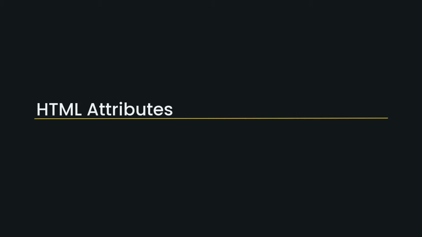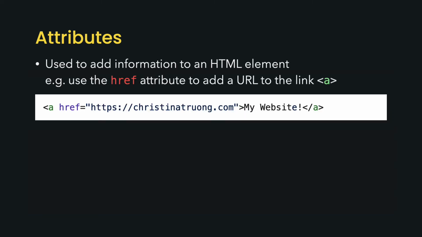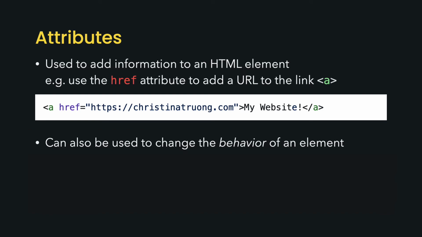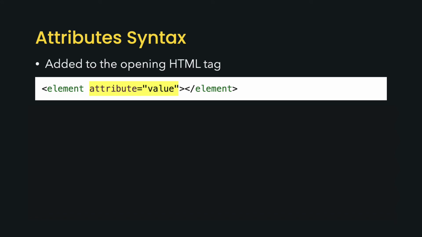Sometimes you'll need to add some extra information to an HTML element by adding an attribute. For example, the href attribute is used to add a URL to the link tag. Adding this information will actually take you to another web page or website when you select the link. Without it, the link will go nowhere. Attributes can also be used to change the behavior of an element, like making a form field a required field. By adding this attribute, the user won't be able to submit the form until they fill out all the required inputs.